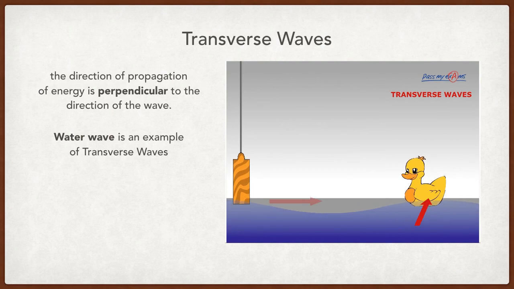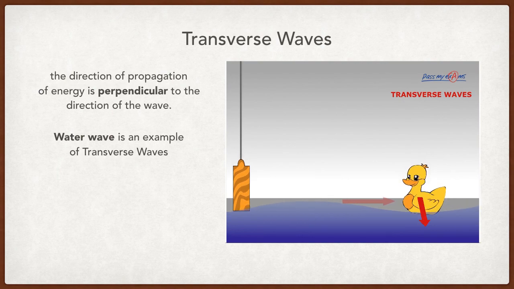The animation shows that the rubber duck only moves up and down, while the energy of the wave moves along the tank. In other words, the energy it travels to or propagates is perpendicular to the direction of the wave. Also, as seen, the energy, however, is passed along the water from one wave to another.